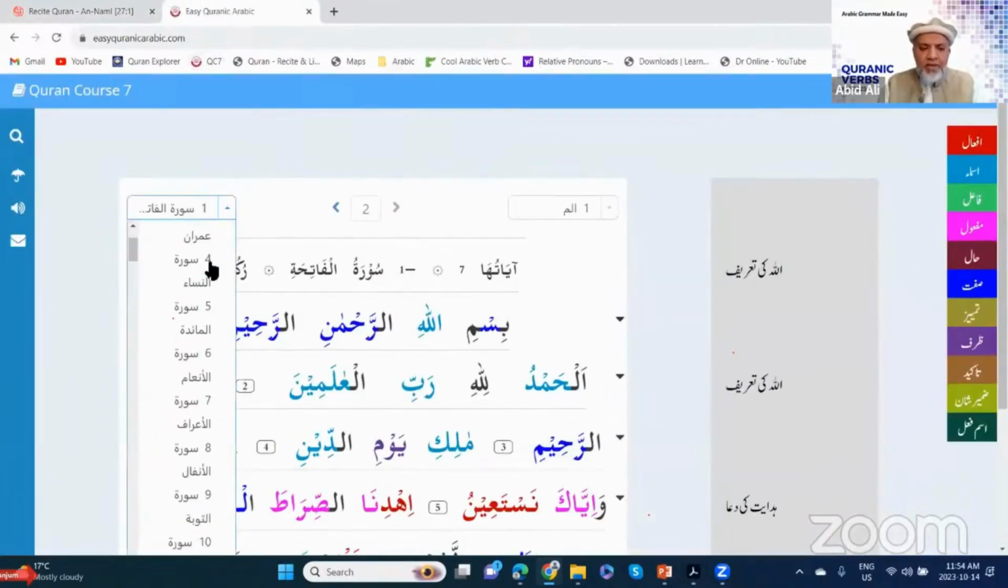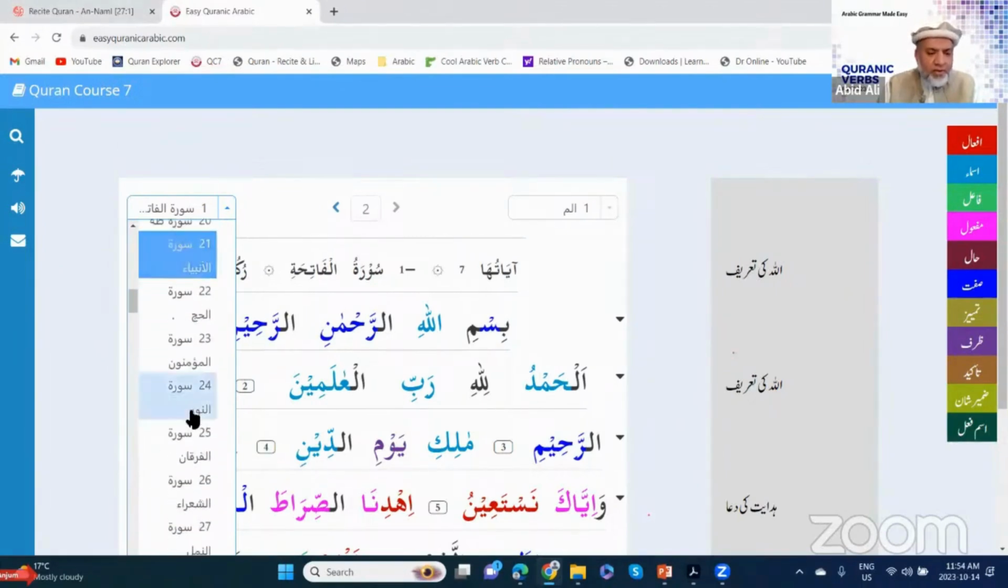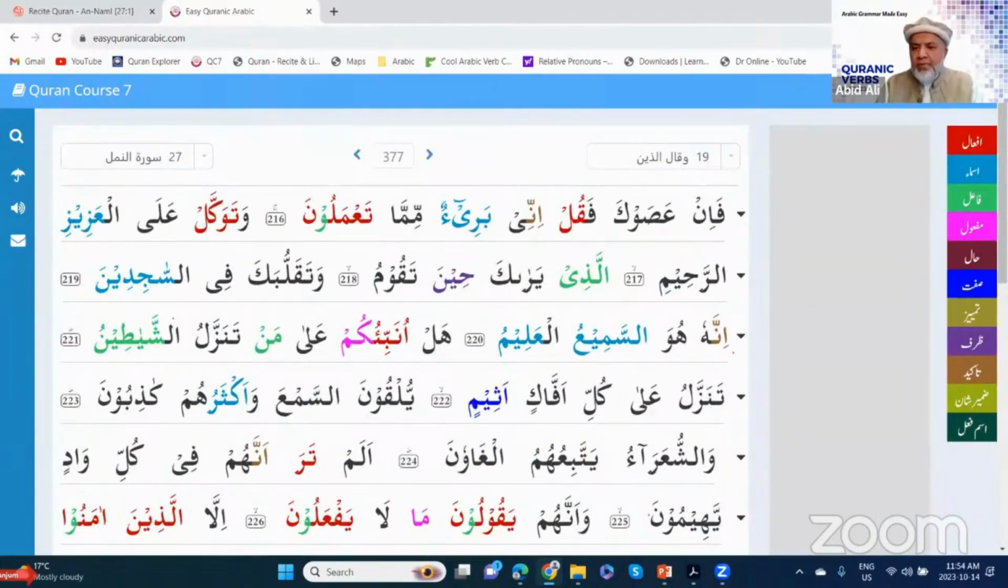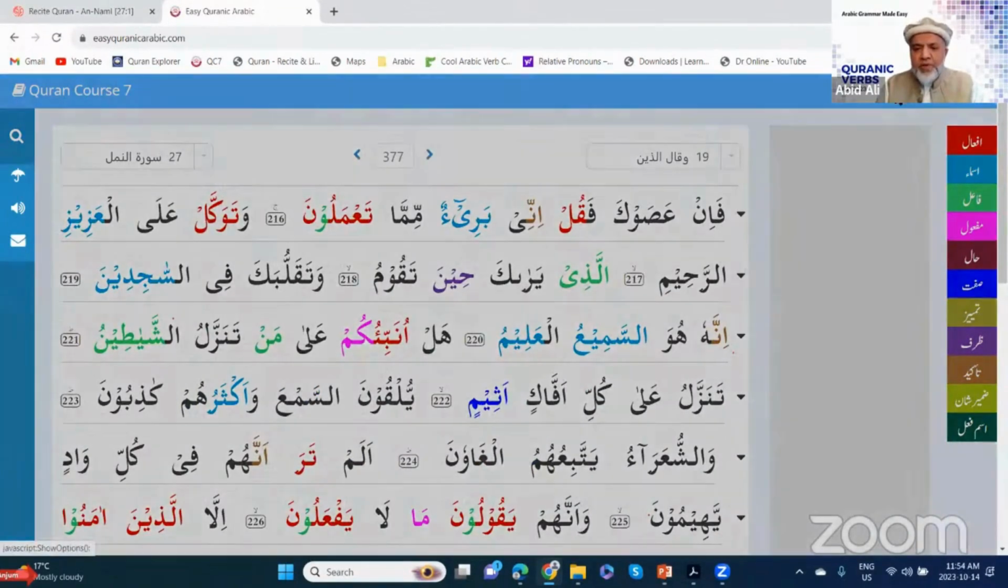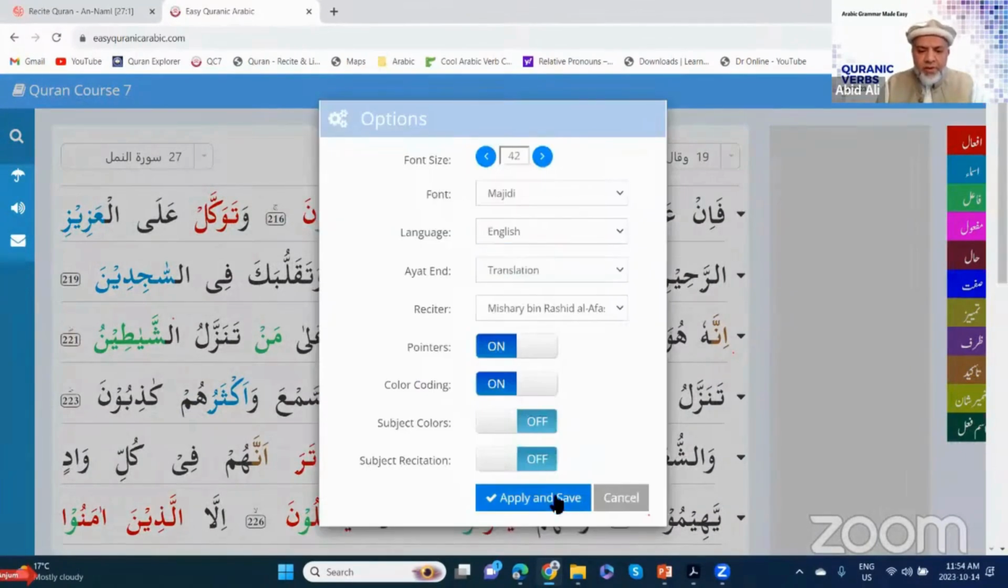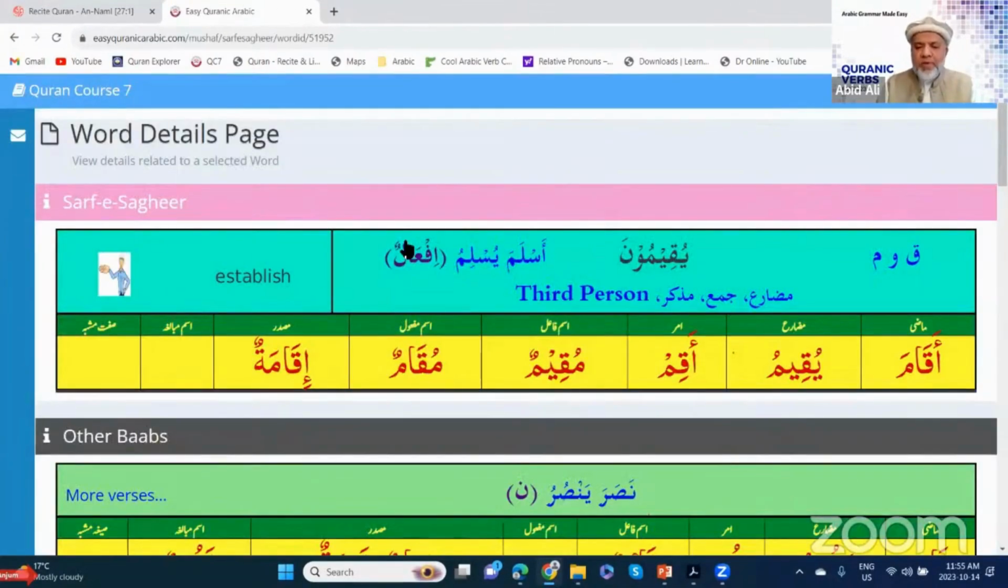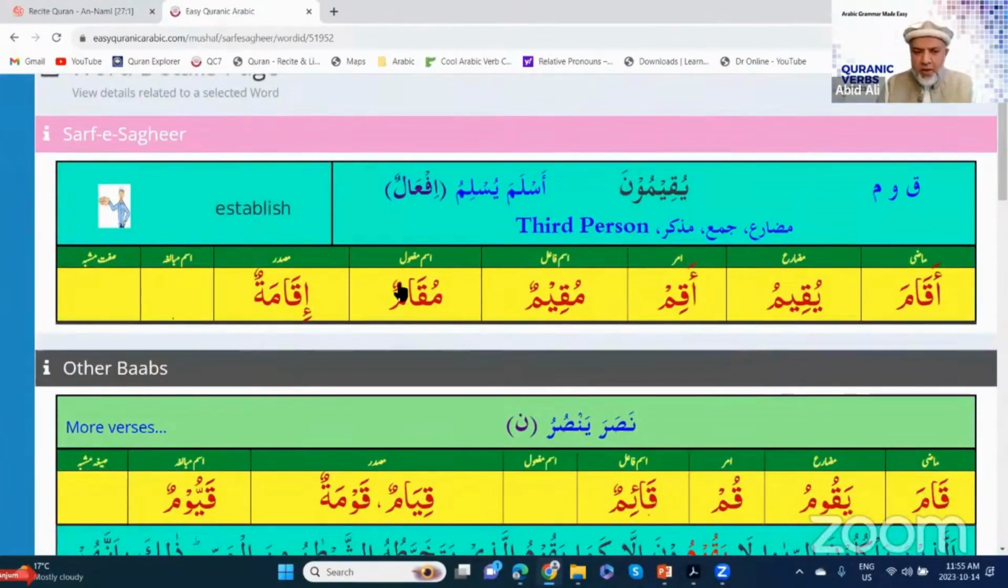Now, one of these tools which we haven't looked at so far, I want to give you a quick look. Look with me, Surah An-Naml. This one is Surah number 27. I want to show you why this tool is very important. I can change the options to English so that you can benefit from the English language. In Surah An-Naml, you know the word yuqimuna? When we click on it, you will see this chart. Right now you won't understand it, but this is our target, that by the time we finish this course, inshallah, we'll be able to understand all of this.